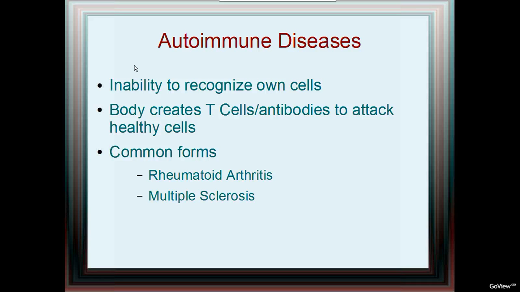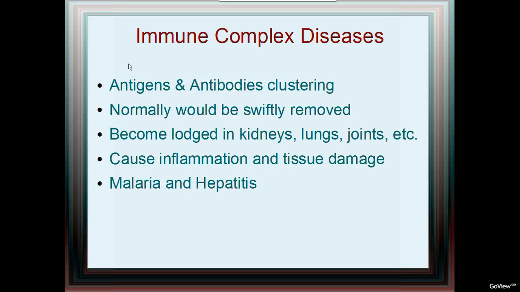And now we're going to go on to the second one, which is immune complex diseases. This is caused by antigens and antibodies clustering and compacting together, and normally when this would happen, a healthy body would be able to swiftly remove these clustered antibodies and antigens. But if they do become lodged in the kidneys, lungs, or joints, they can really cause some problems. They cause inflammation and sometimes severe tissue damage, and these go hand in hand with diseases like hepatitis and malaria.